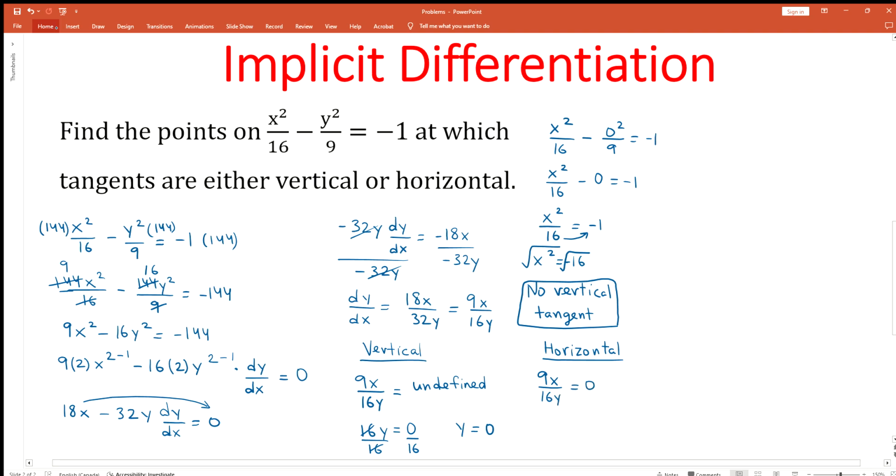In order to solve this equation, we can cross multiply 16y to the right side of the equation. 16y times 0 is 0. We should divide both sides by 9. I get x equals 0. This is the x coordinate of the point where the tangent is horizontal. Next, we should sub in this x value in the given equation to find the corresponding y value.